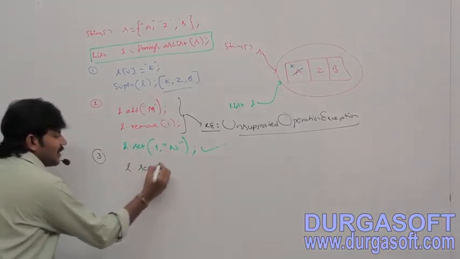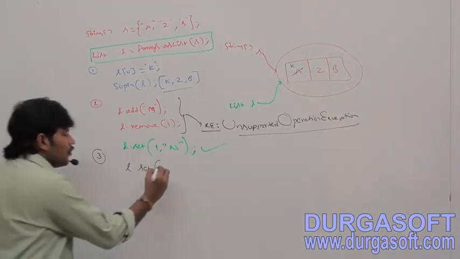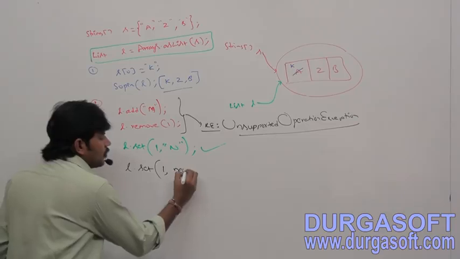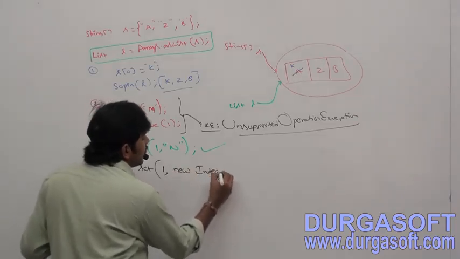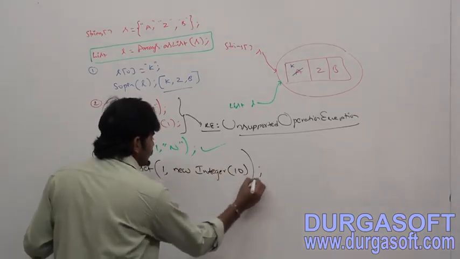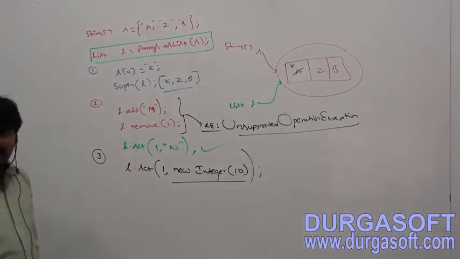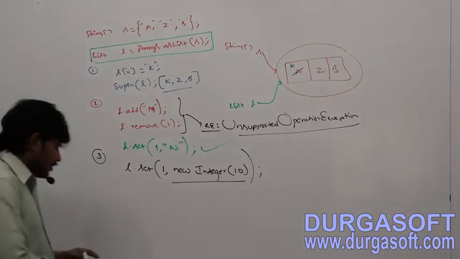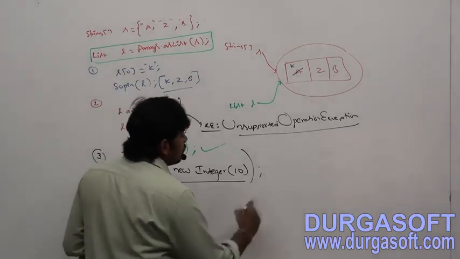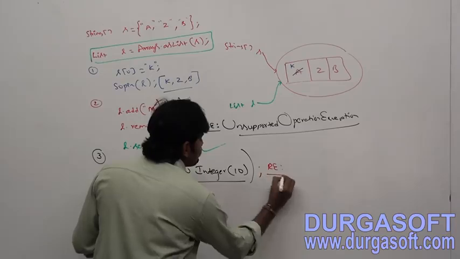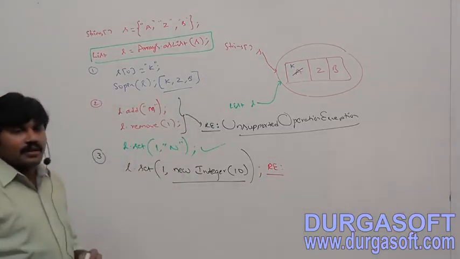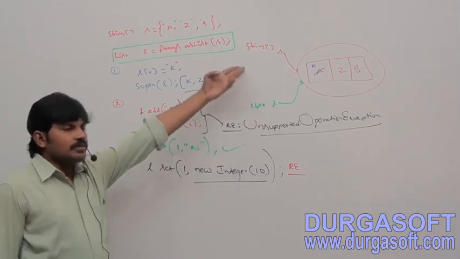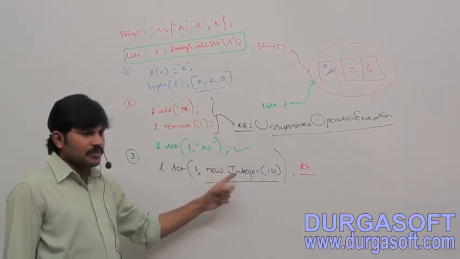L.set(1, new Integer(10)). Sir, can you please replace the 1st index element with new Integer(10)? Can you tell what will happen? Immediately we will get a runtime exception, because internally which object is there? Array. Array is what type? String array type. But now I am trying to replace it with an integer.